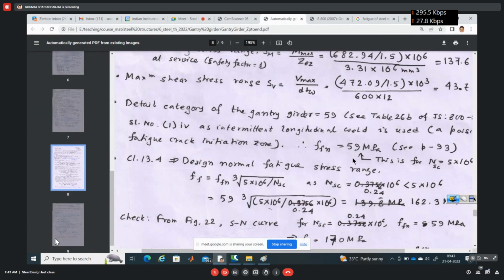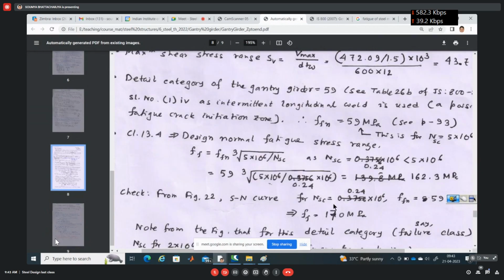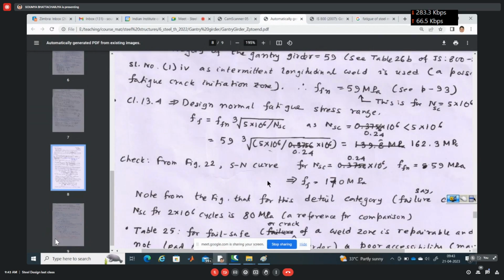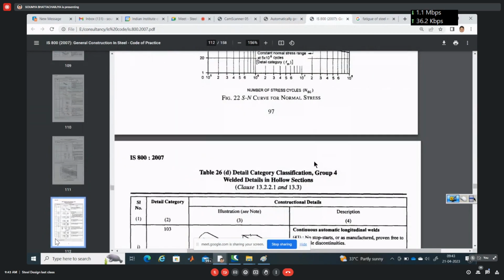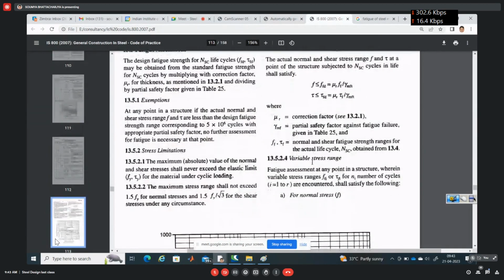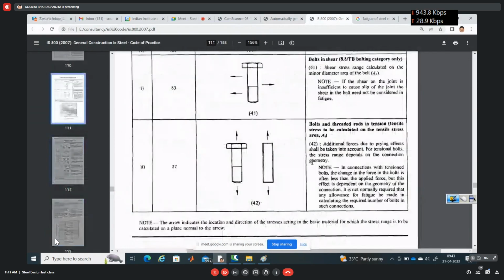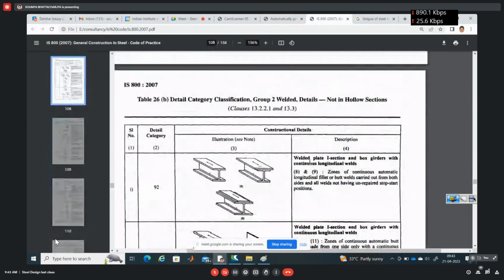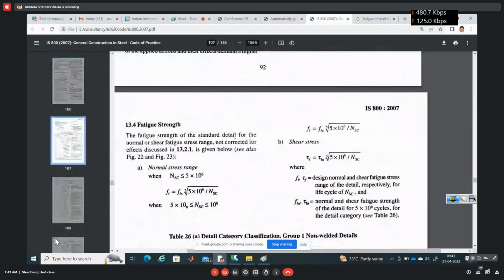Now, how do we calculate the strength? We will apply this equation. There is an equation given there. This is the equation from which I can calculate the endurance capacity. That means, if that is the number of cycles the gantry girder is subjected to over its entire life, then what would be its endurance capacity?